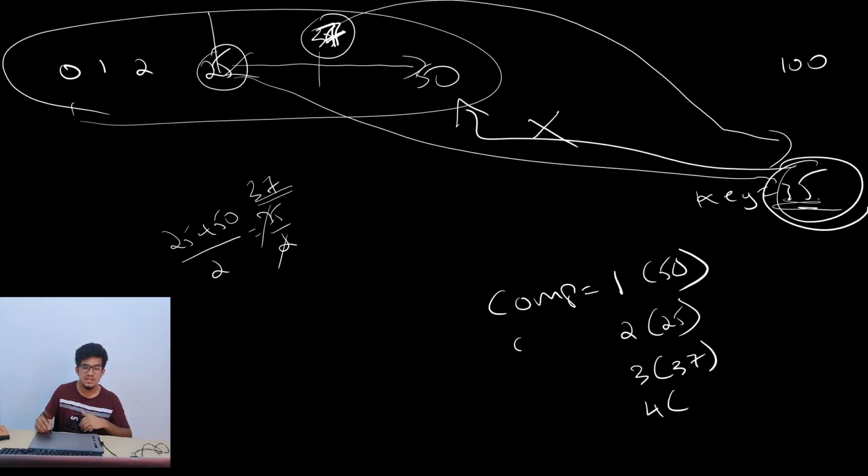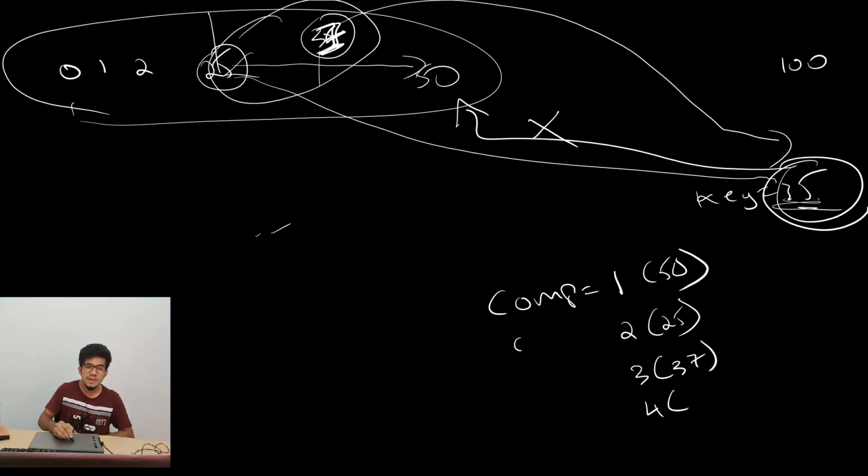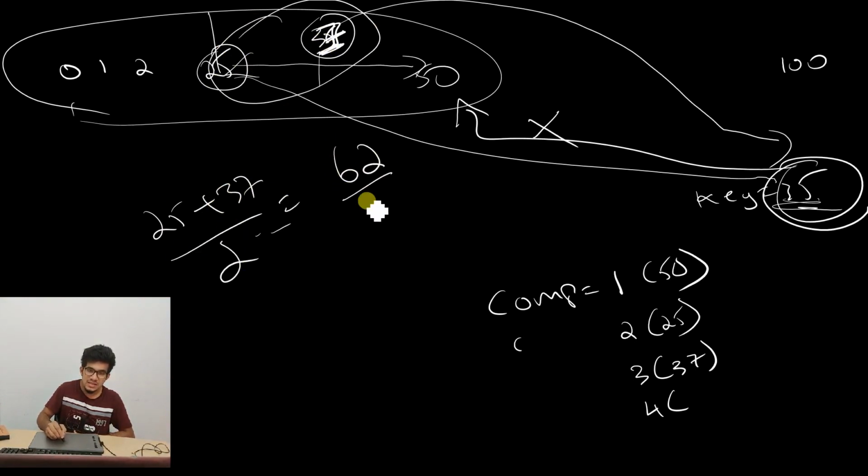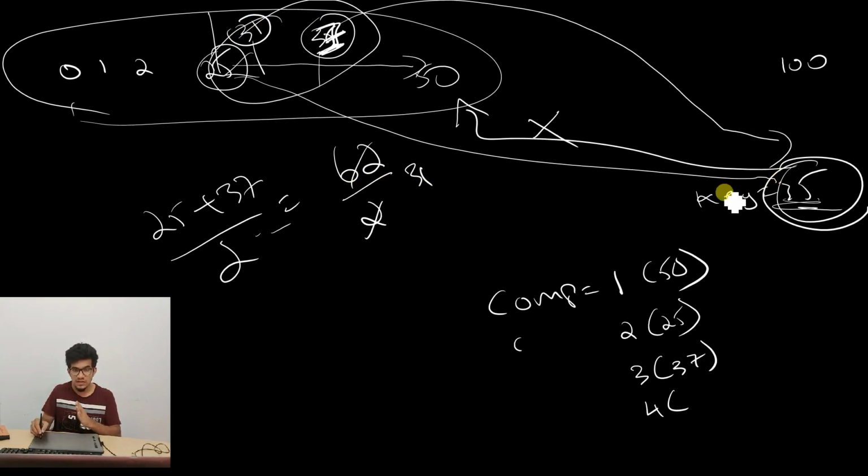So the fourth comparison it will do. How do I find the middle element now? Again, if it is not the key, then somewhere around there is the key, right? So again it will split by half. If I split by half, it is 25 plus 37 by 2. So that will be 62 by 2, that will be 31. So we will split at 31. Is 31 equal to 35? No, 31 is not equal to 35. So 31 is the next comparison.